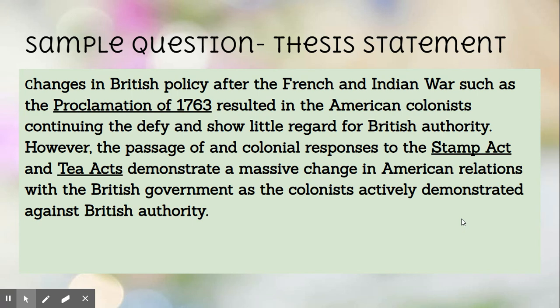So I'm saying that, yes, there was some continuity. Things like the Proclamation of 1763 show a little bit of continuity, whereas mostly there was change. I'm using Proclamation of 1763, Stamp Act, and Tea Act as my categories. Those are going to become my body paragraphs. And notice also this is an X, A and B. However, A and B, therefore Y. Here's X. Okay, although we have this, we have A and B, this and this, therefore Y. Therefore, there is a massive change in the way that this relationship unfolded.